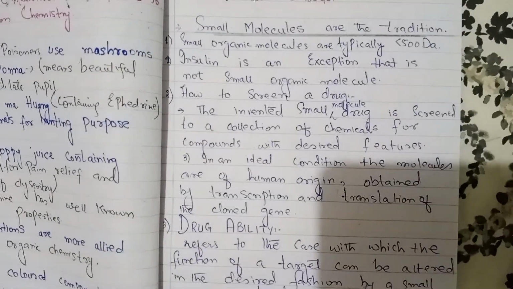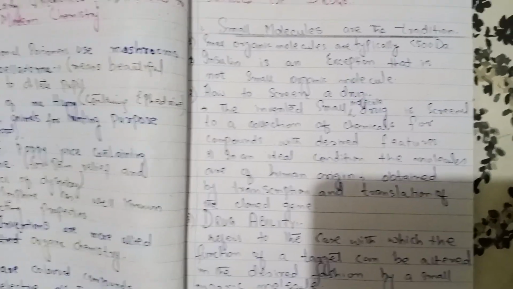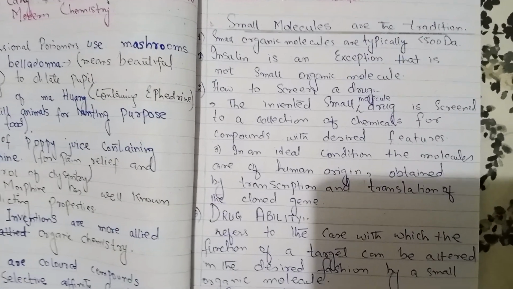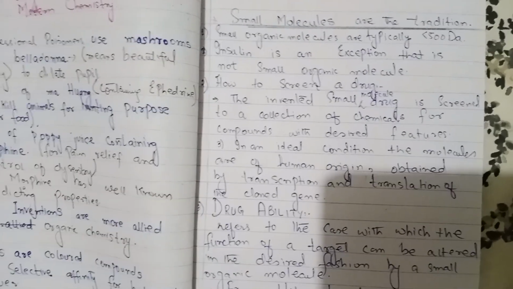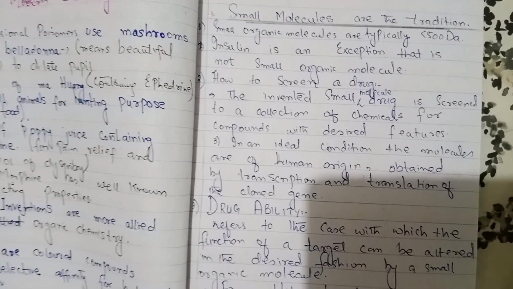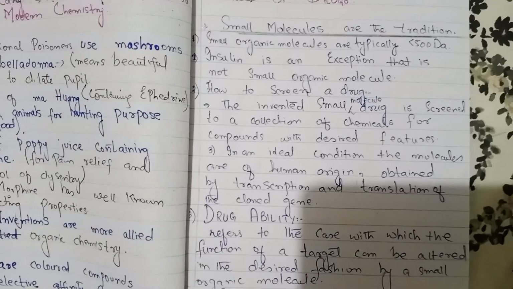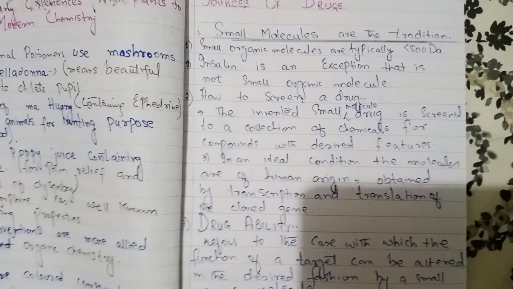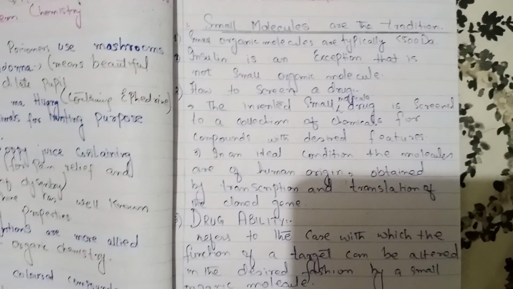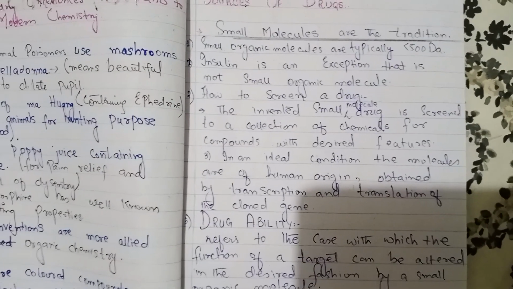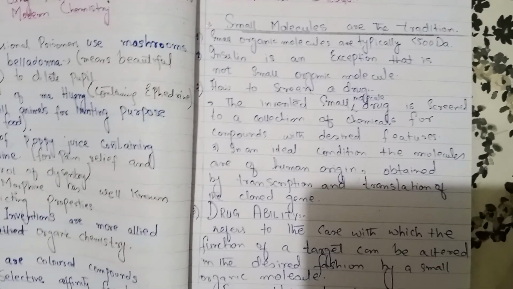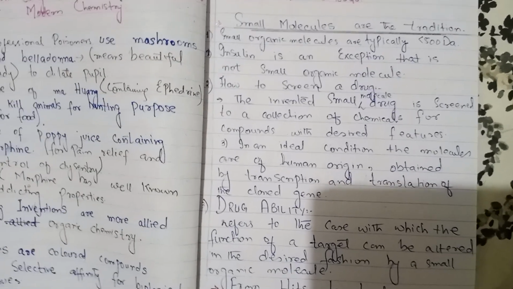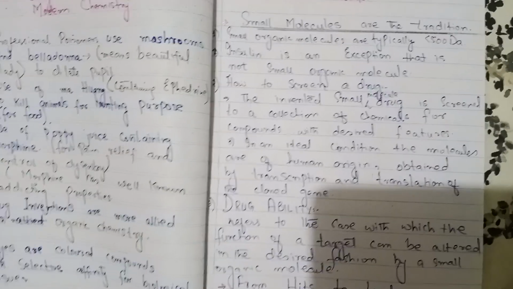The usual approach to invention of a small molecule drug is to screen a collection of chemicals for compounds with the desired features, or alternatively to synthesize and focus on the close chemical relatives of a substance known to participate in a biological reaction of interest. Okay, the invented small drug molecule is screened against a collection of chemicals for the compound with the desired features you need to obtain.